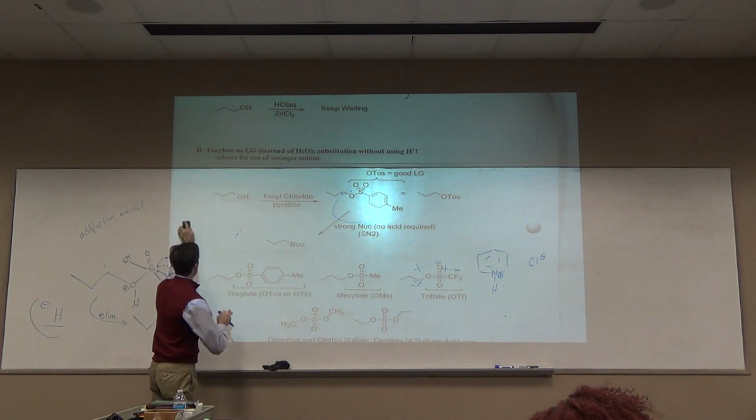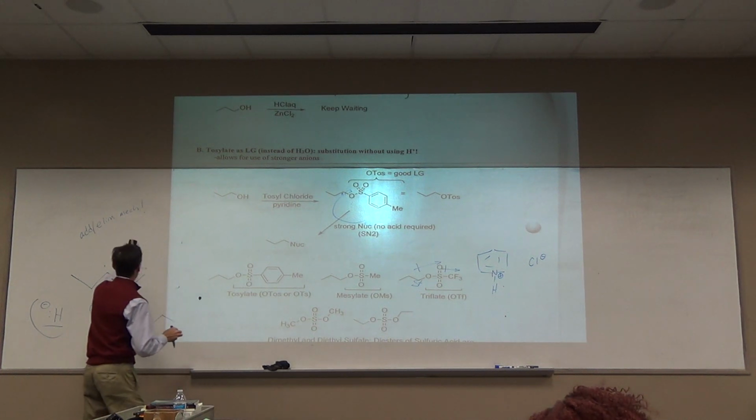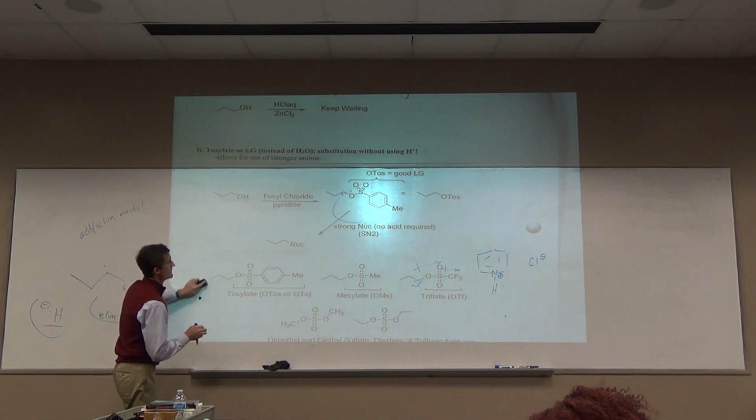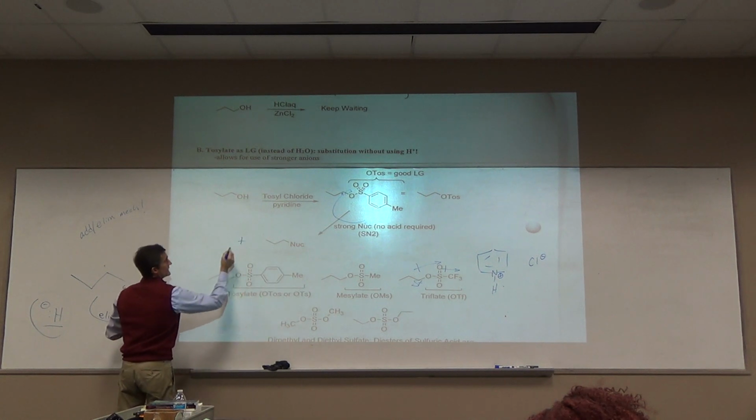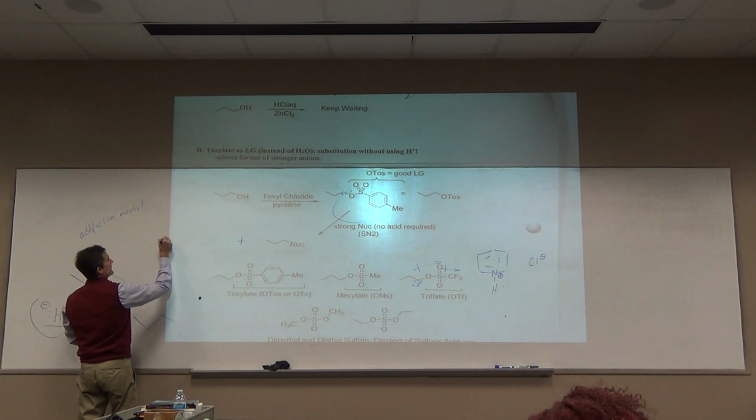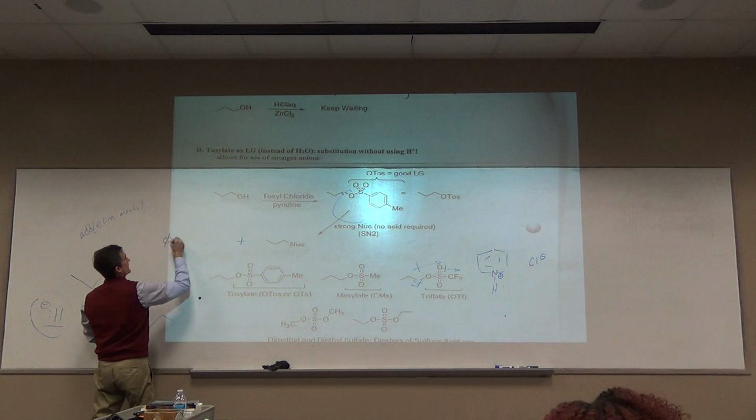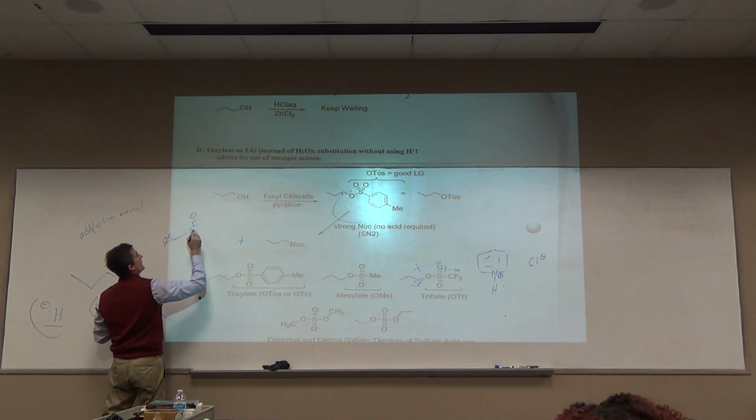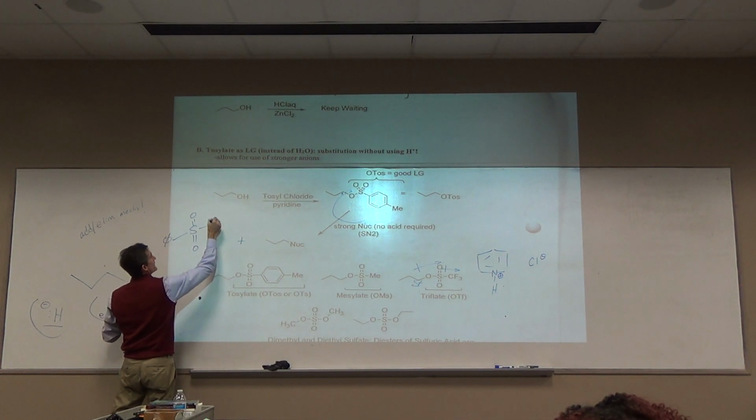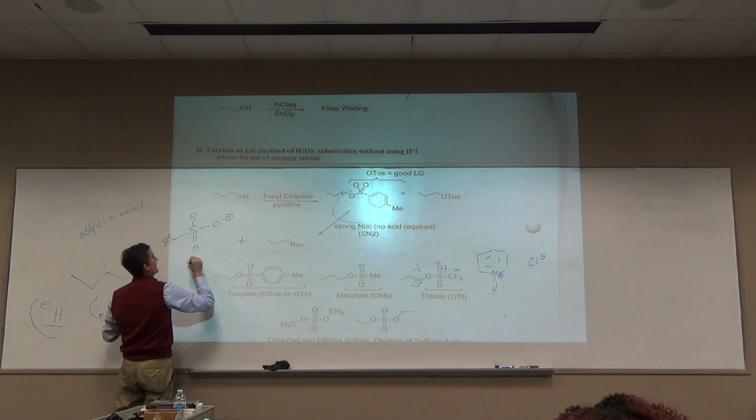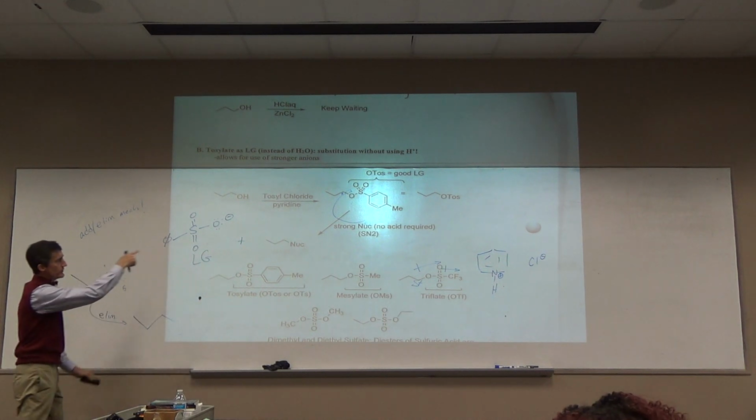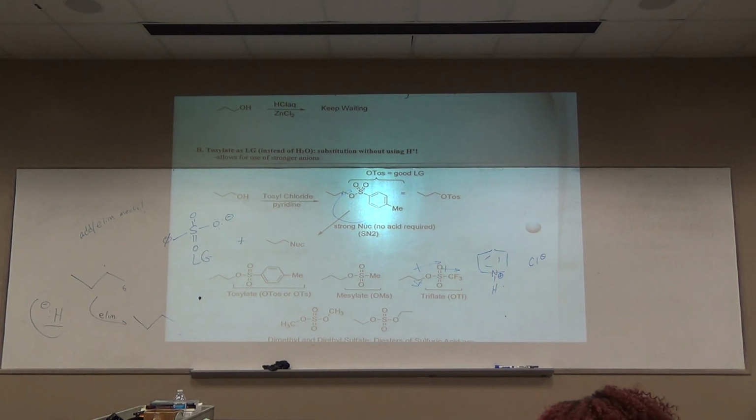But why is the tosylate such a good leaving group? It's a pseudo halide. Because when it leaves, what does it look like? Okay, you can draw both of those kind of up, it doesn't matter. When it leaves, there's your leaving group for your SN2. Why is that such a good leaving group?